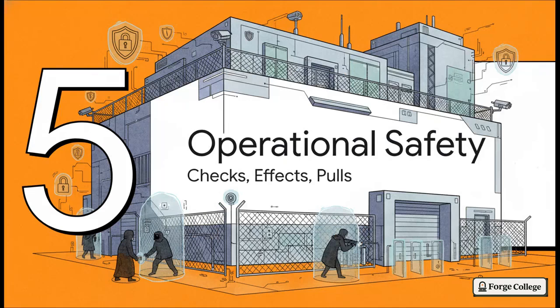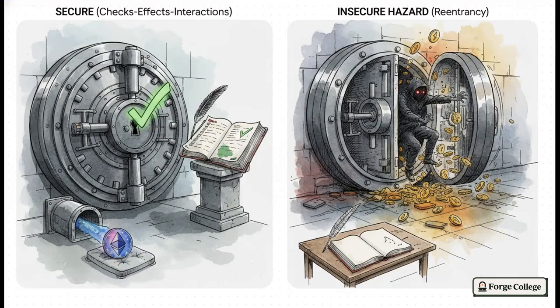All right, home stretch, Section 5, operational safety, checks, effects, and pulls. You've built this beautiful warehouse, but how do we lock it down against malicious actors? The safe route is the checks, effects, interactions pattern. You update your ledger first, say, setting the owed amount to 0, you emit your event, and only then do you transfer the ether. The reentrancy hazard is doing it backwards, transferring the ether first and then trying to update your books while the attacker is already looping back inside for more.